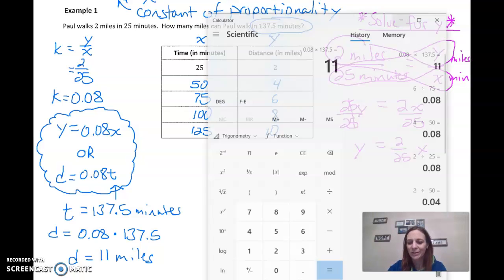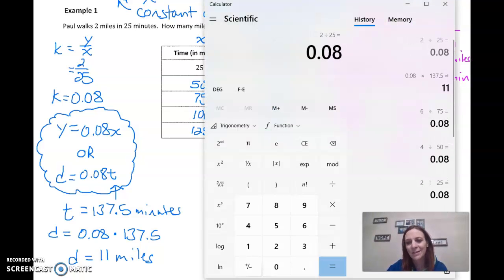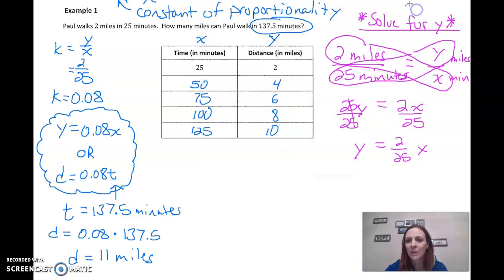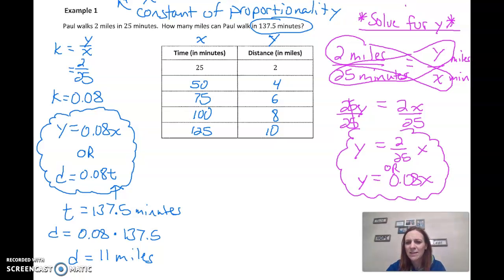Well, guess what 2/25 is? That's 0.08 again. So this just works out to be 0.08x. Either one, okay? So you can see either way you do it, you get the same answer.